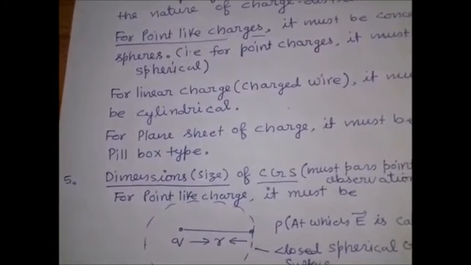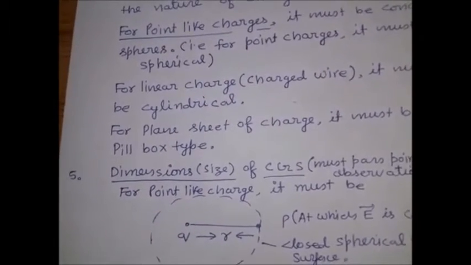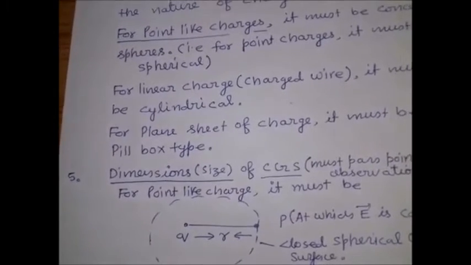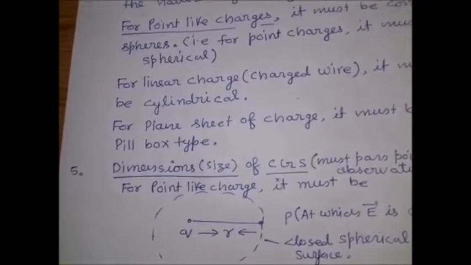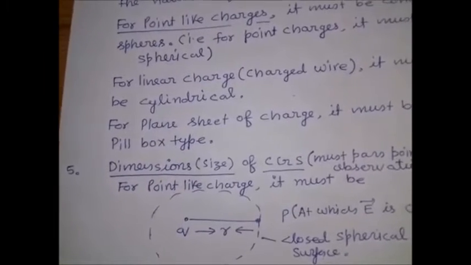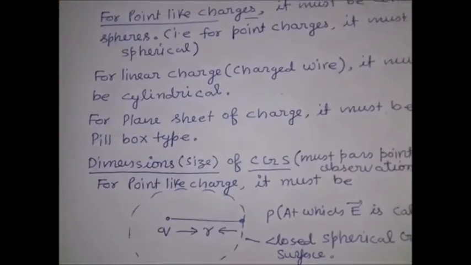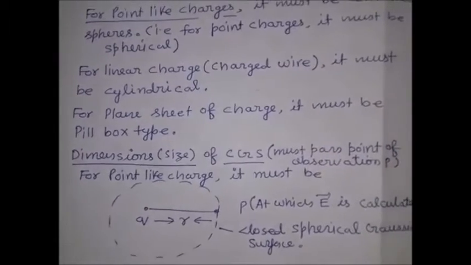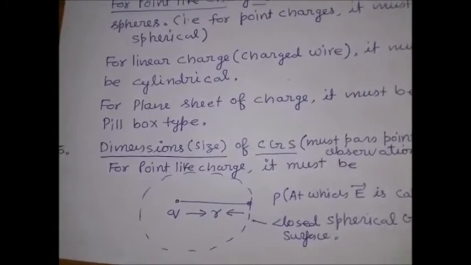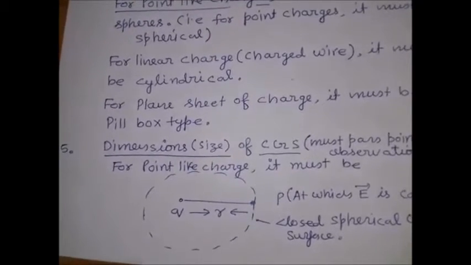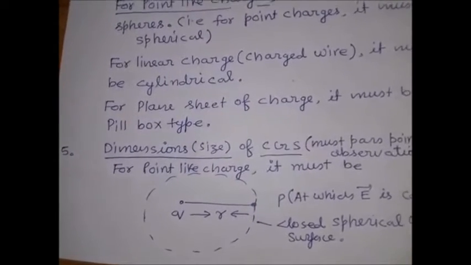Charged wire means charge is distributed along the length of the wire. Charged plane sheet means charge is distributed over the whole area of the sheet. Okay, so for plane sheet of charge, it must be a pillbox type Gaussian surface. What is the pillbox type Gaussian surface? I will discuss later on in detail.